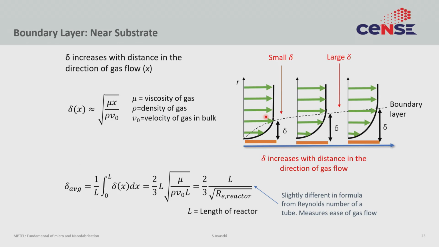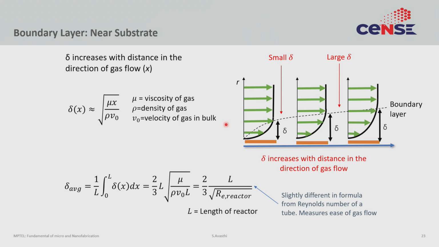If you solve the simple laminar flow equations in this system, you will actually see that the boundary layer is approximately given by this formula, where it depends upon the viscosity of the gas, it depends on the density of the gas and the velocity of the gas in bulk. Now, this V naught is the velocity, the unmitigated velocity, the velocity far away in the middle of the chamber. For a given reactor, you can define a certain Reynolds number, it's called Re of the reactor. It's a slightly different formulation, but it essentially measures how easy it is to flow gas through a reactor.